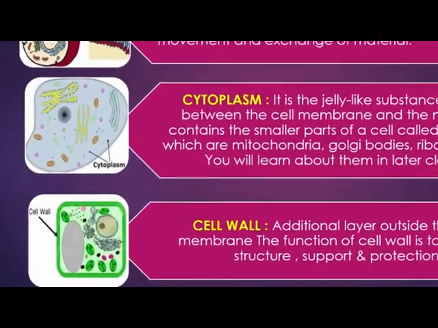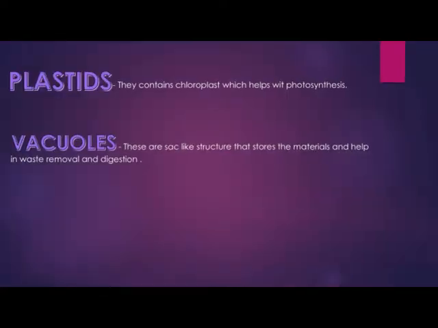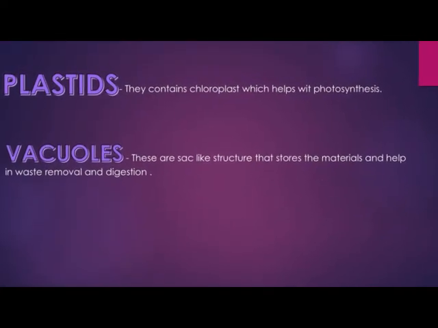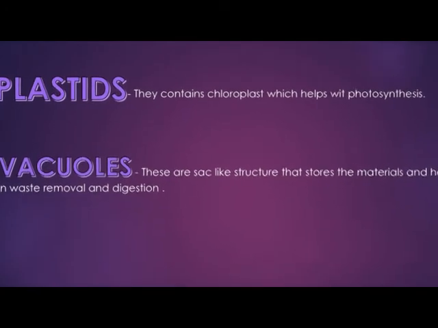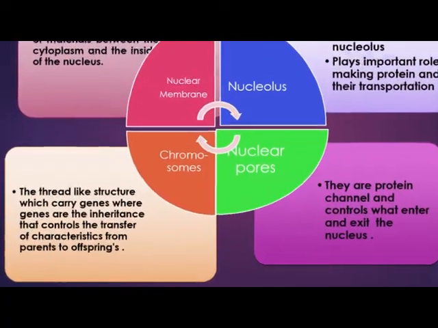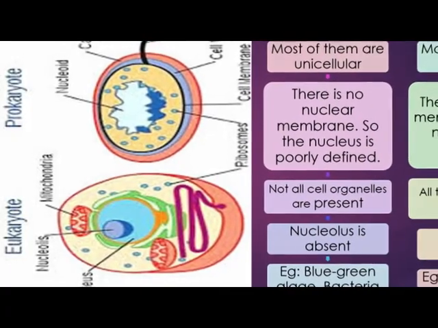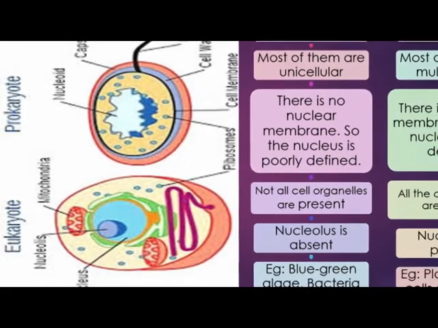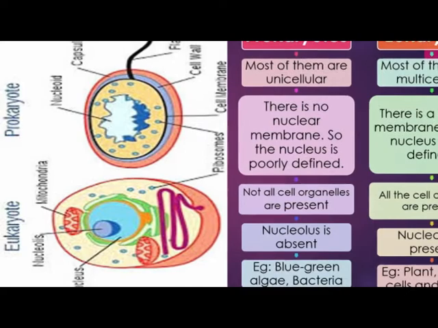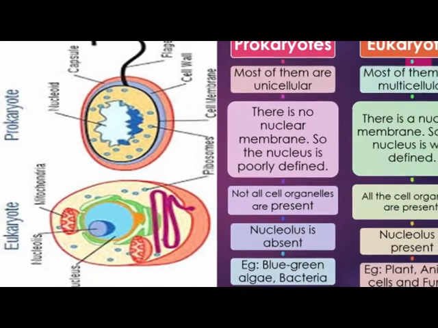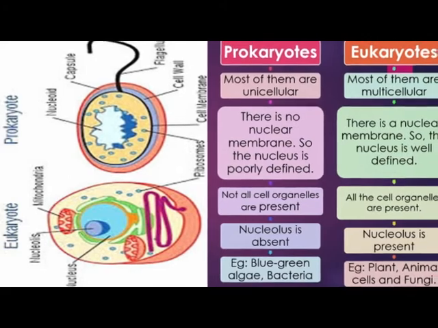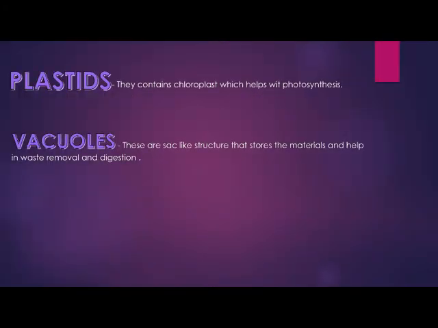Cell wall. Cell wall is an additional layer outside the cell membrane in a plant cell. Plastids. Plastids contain chloroplast which helps with photosynthesis. Chromosomes. These are thread-like structures that carry genes. Eukaryotes. Eukaryotes are the cells that have a well-defined nucleus with a nuclear membrane. Prokaryotic cells are the type of cell that does not have a well-defined nucleus, so they do not have a nuclear membrane. Vacuoles. Last, vacuoles are sac-like structures that store material and help in waste removal and digestion. So this was all about cell structure and its function.